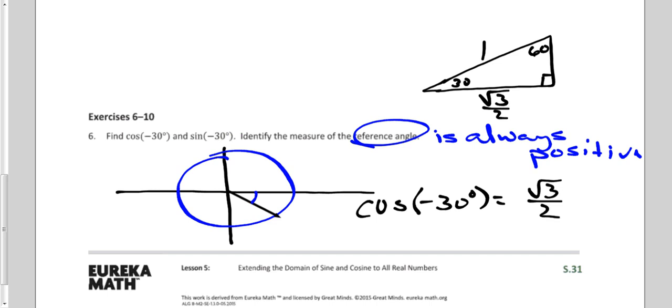What about the sine of this angle? Sine of negative 30. What is the length of this side? 1/2. This is 1/2. So opposite over hypotenuse. Remember, sine is opposite over hypotenuse, exactly. So this is going to be 1/2. Should this be 1/2?